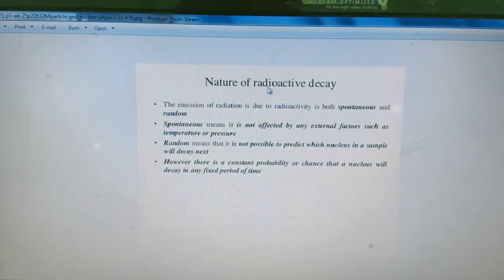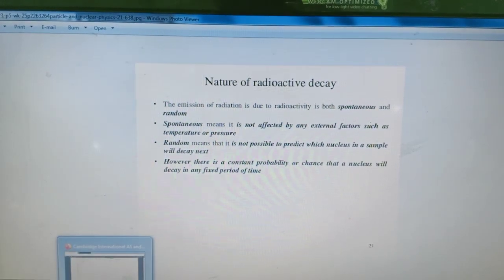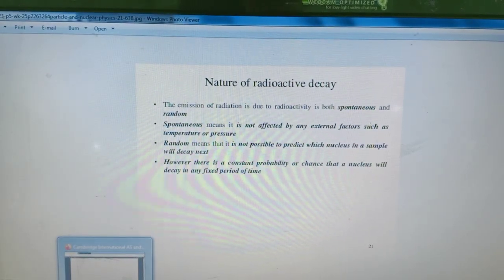Now, how about the calculations of this radioactive decay?